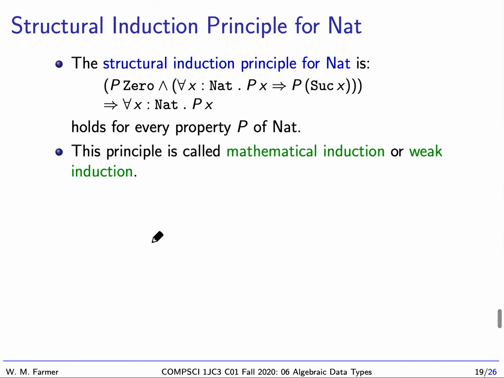Okay, now, if you remember, I said every algebraic type has a structural induction principle that goes with it. And this principle we can use to prove properties about the type. So here is the structural induction principle for NAT. This principle allows us to prove statements of this form. This says for all NATs, or you can think of all natural numbers, the property holds.